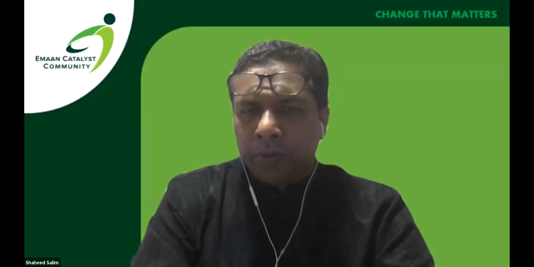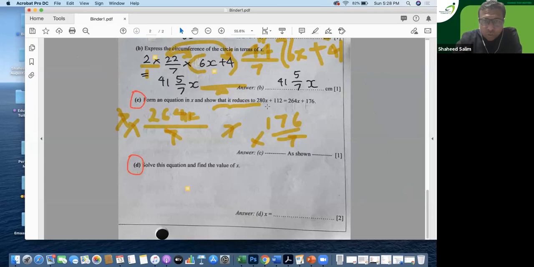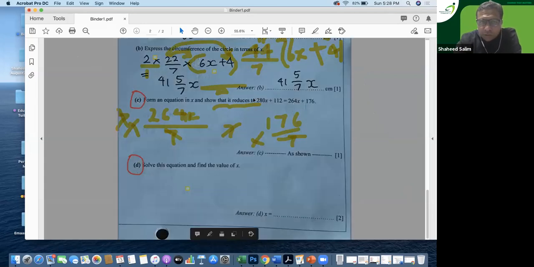I'm going to share screen again. Next time, if you have this, you can still solve it. If you do not know how to do this one, never mind. Just solve this equation. They already give you the equation, so just do it down here. You get 2 marks. Proving that this equation is true is 1 mark.